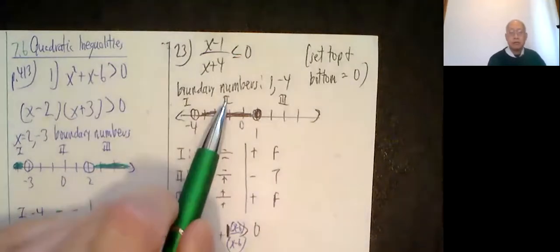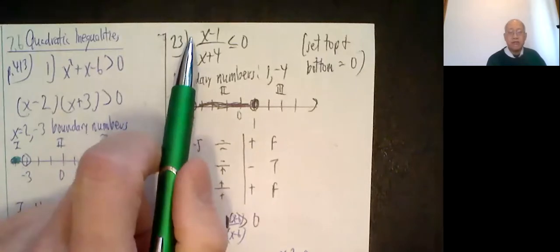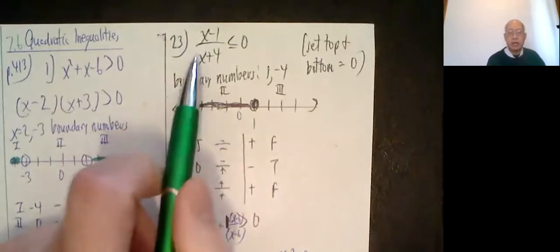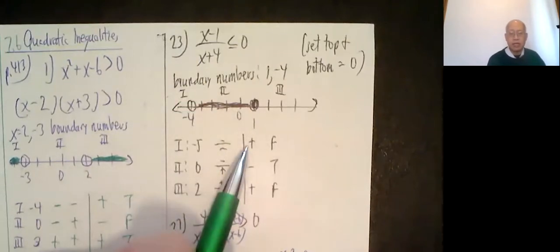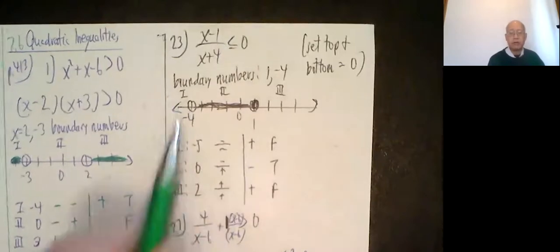Region 1, 2, and 3. So plug in -5. -5 minus 1 is a negative. Divided by, that's a fraction bar, -5 plus 4 is a negative. Negative divided by negative is positive. Is a positive less than or equal to 0? No, that's false. Don't shade in region 1.